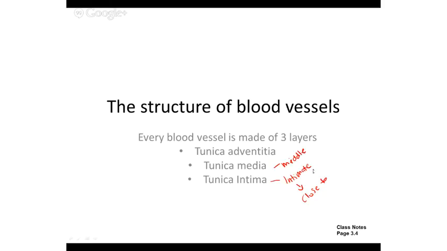So which of these layers is going to have our muscle in it? It's the middle layer, the tunica media, that has the muscle. And what type of muscle do we find in tubes and bags around the body? We find smooth muscle. So our tunica media is going to be the smooth muscle layer, the middle layer of the blood vessel. So let's take a look at this example of a blood vessel.